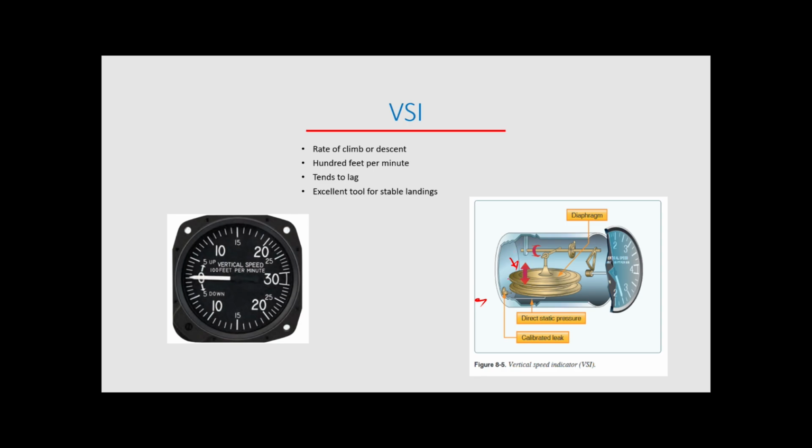If there's a change in pressure in our static air, it will either expand or contract the diaphragm until the pressure equalizes inside this chamber. And while there's a pressure differential, this vertical speed indicator will indicate a climb or a descent. So to recap, the VSI gives us a rate of climb or descent in hundreds of feet per minute. It tends to lag, but it is an excellent tool for stable landings.